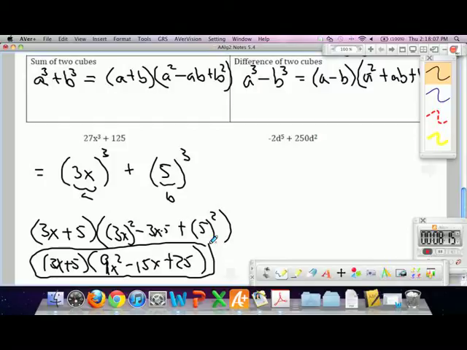3x plus 5, 9x squared minus 15x plus 25. Similar game, but in the second one there's something in common you can factor out. Namely, -2 can go into both of those. If you factor out -2, and notice I'm going to factor out the negative because I'd really like the leading term to be positive.